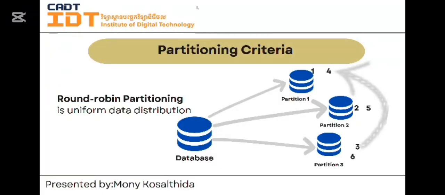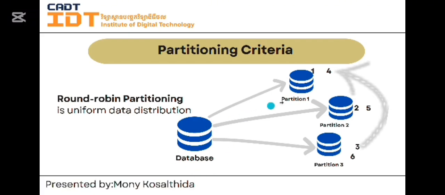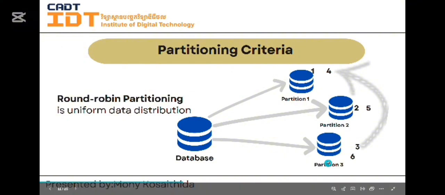Moving on to the next part, partitioning criteria. There are five. The first is round robin partitioning. It distributes records evenly across partitions in a rotating order without considering any specific key. Its main goal is load balancing. For example, if a database is divided into three partitions, the data will go to partition 1, partition 2, partition 3, and then repeat.